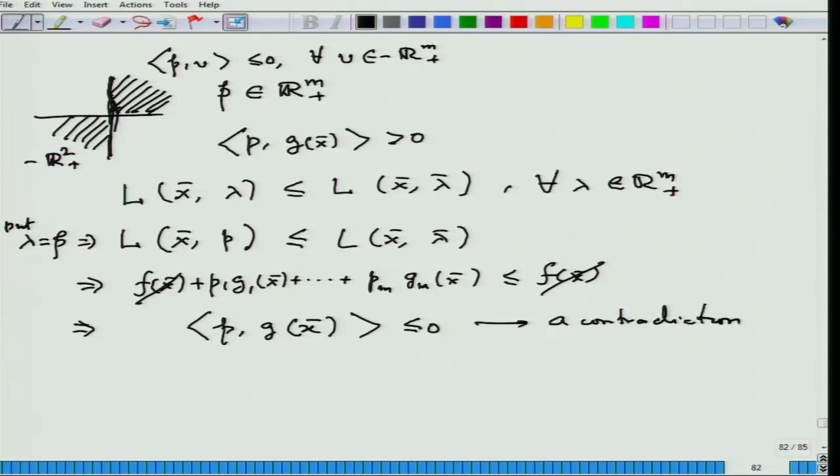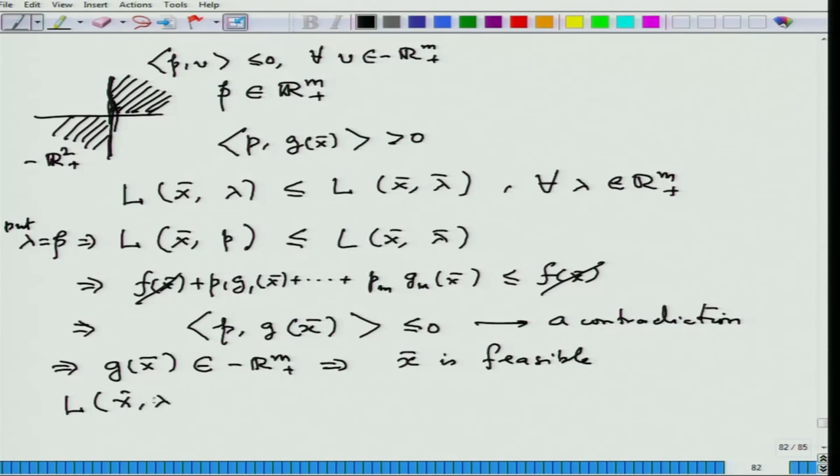So, proofs by contradiction are sometimes fun, you know, it gives you the answers immediately. Which implies that what we have assumed is not correct. So, g of x bar is an element of minus R_+^m, which implies that x bar is feasible. Once you know that x bar is feasible, then immediately you also know this equation: L of x bar, lambda bar is less than or equal to L of x, lambda bar.